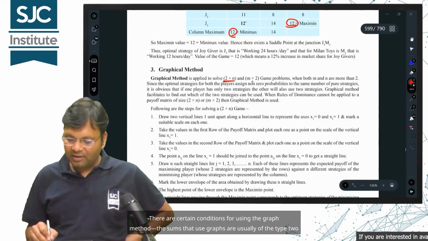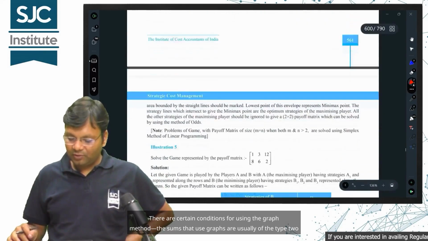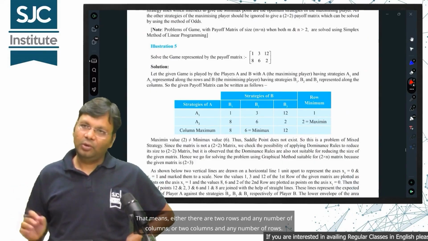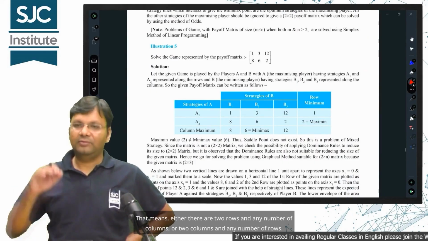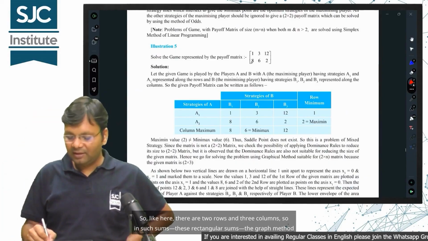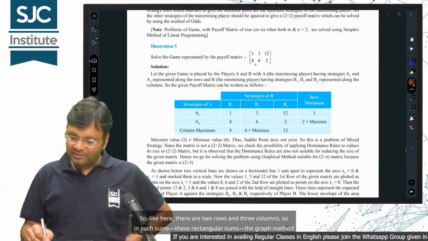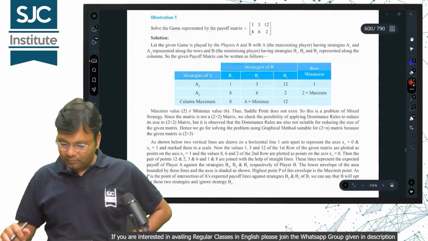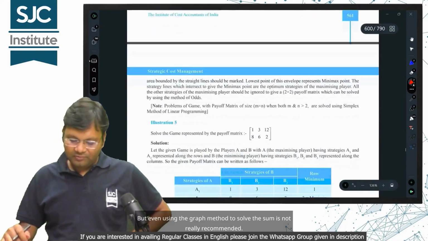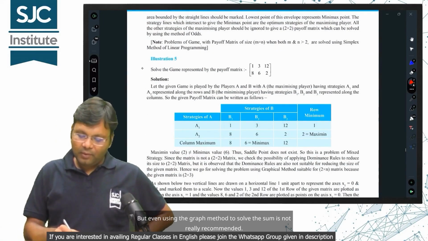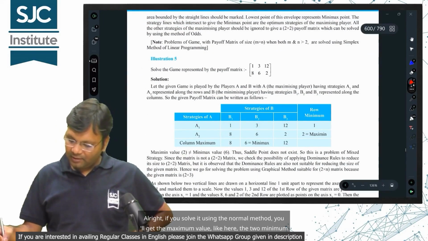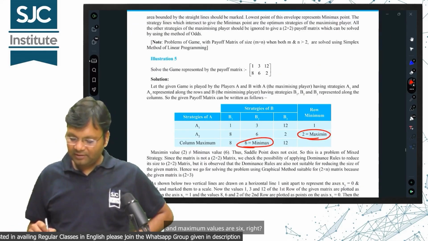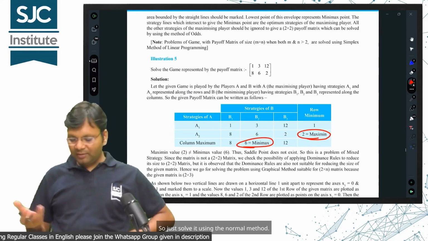The sums that use graphs are usually of the type 2 by n or m by 2. That means either there are 2 rows and any number of columns, or 2 columns and any number of rows. So, like here, there are 2 rows and 3 columns, so in such sums, these rectangular sums, the graph method is used. But even using the graph method to solve the sum is not really recommended. Alright, if you solve it using the normal method, you'll get the maximum value, like here, the minimum and maximum values are 6, right? So just solve it using the normal method.